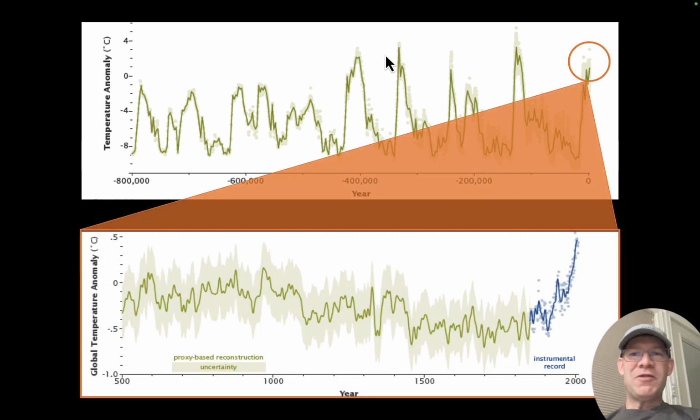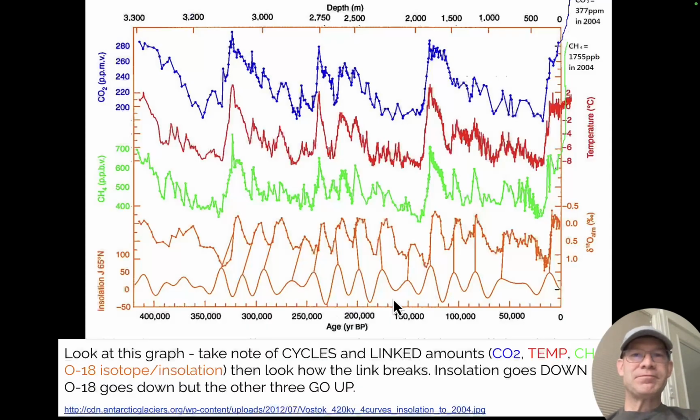If I click a little bit further on, you'll see I'm now looking at just this very end part. So what does the little bit in here look like? Now instead of 800,000 years, we're just looking at 500 years. But in the last 500 years, we're jumping up much faster. This rate of increase here is much faster than what we've seen in the last 500 years.